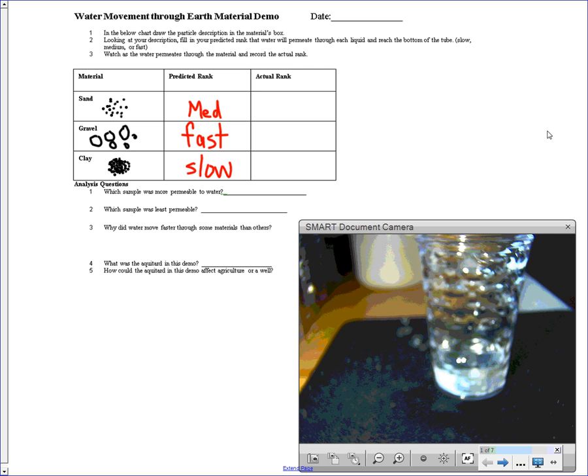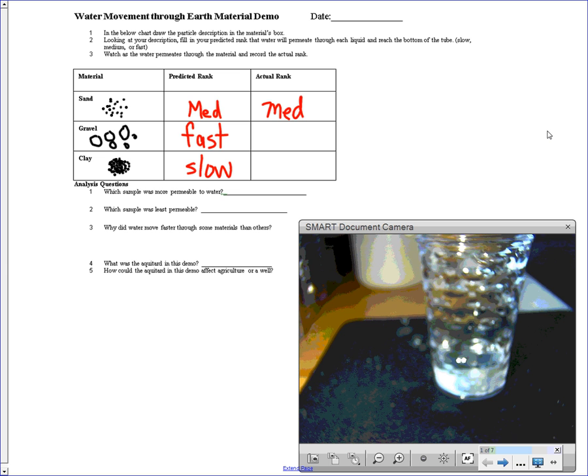But if we looked at it, the water did drip down to the bottom, but was it instantaneously or was it more like a dripping process? It's more like a dripping. It wasn't like a pouring, correct? All right, so would that be slow, medium, or fast? Medium. That would be medium, so we were right with that.